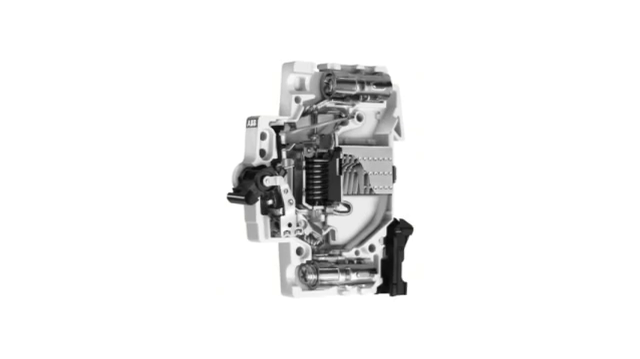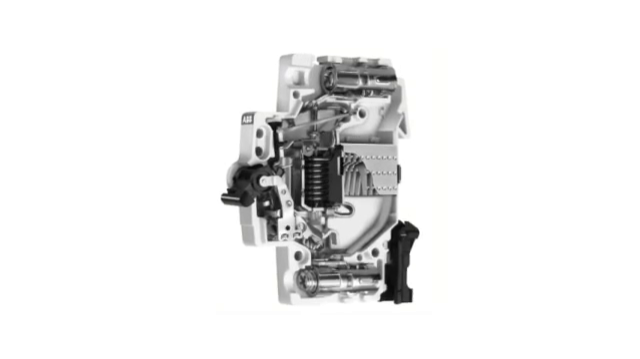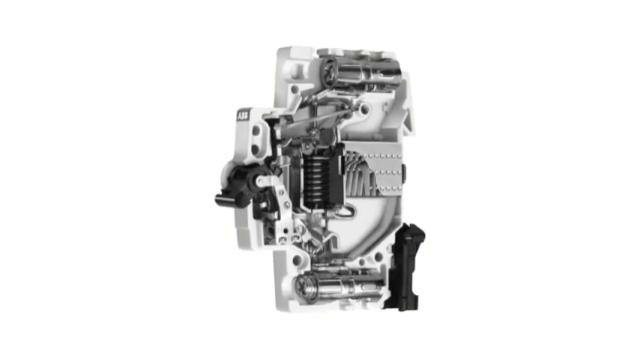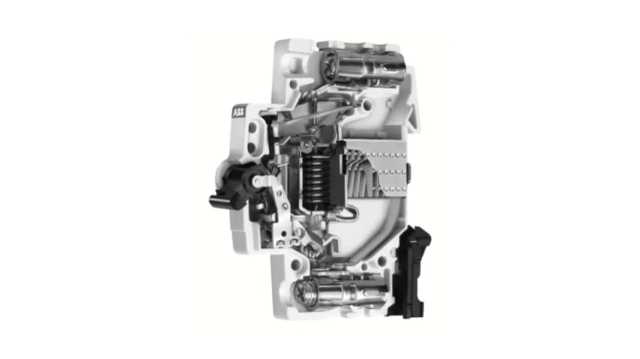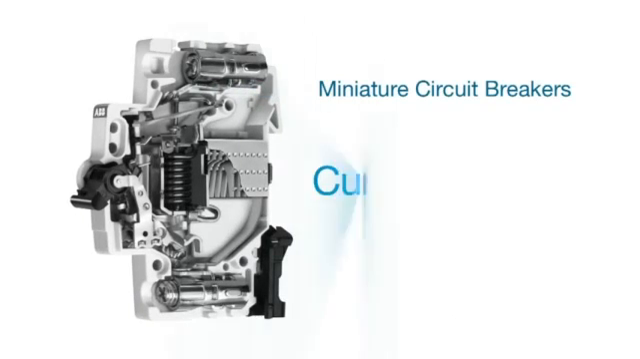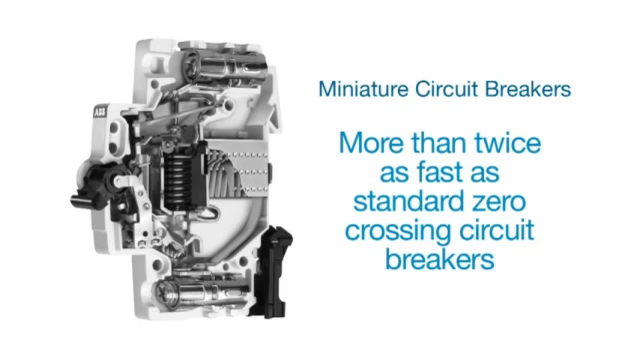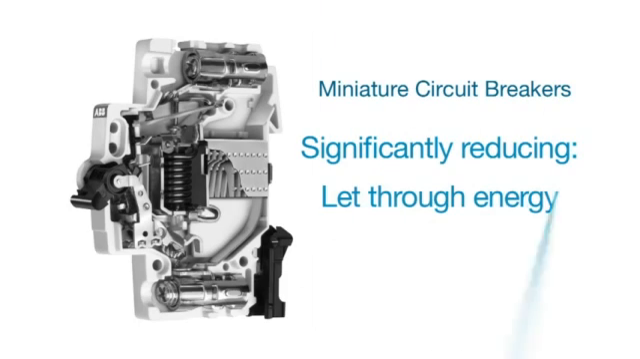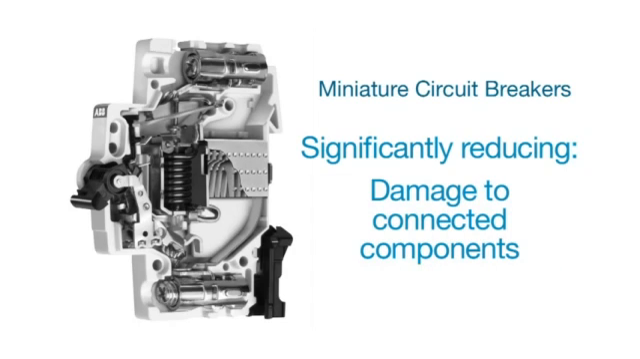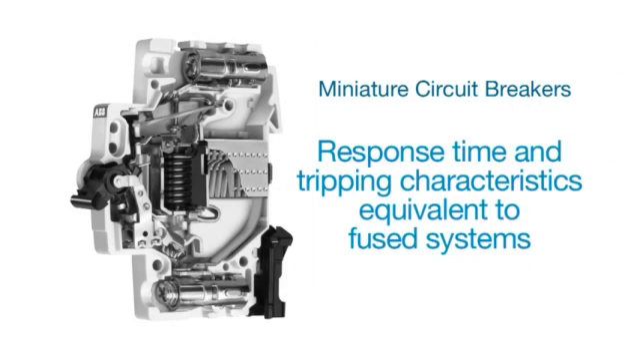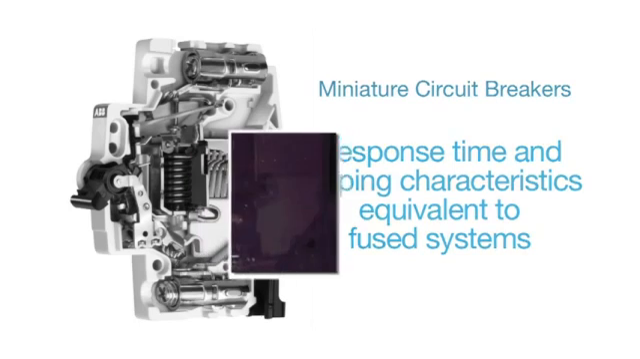ABB's miniature circuit breakers offer a compact solution to meet today's increasing energy and protection requirements. ABB's miniature circuit breakers are current limiting, making them more than twice as fast as standard zero crossing circuit breakers, thereby significantly reducing the let-through energy, risk of arc flash, and damage to connected components. This allows response time and tripping characteristics equivalent to fused systems.